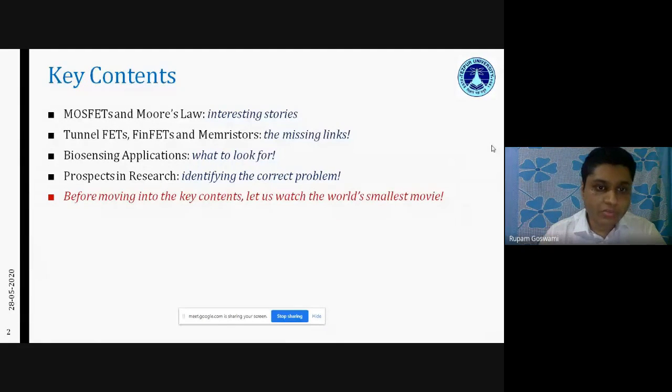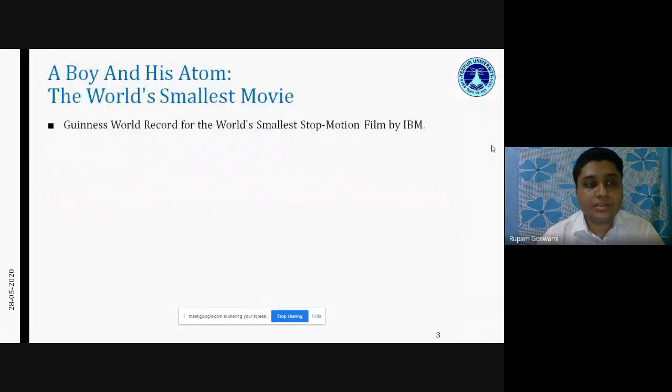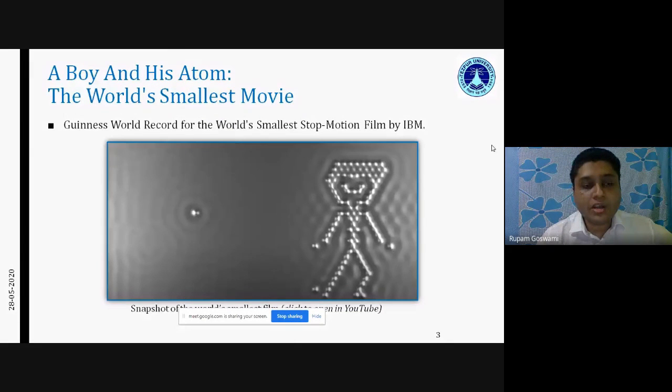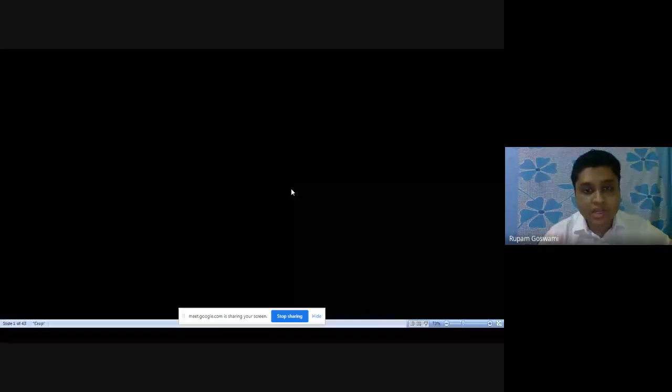Before moving into the key contents, let us watch the world's smallest movie. This particular movie was built by IBM, and it holds the Guinness World Record for the world's smallest stop-motion film. It has been made using a scanning microscope, by moving atoms of carbon. Let's see what this movie is all about.